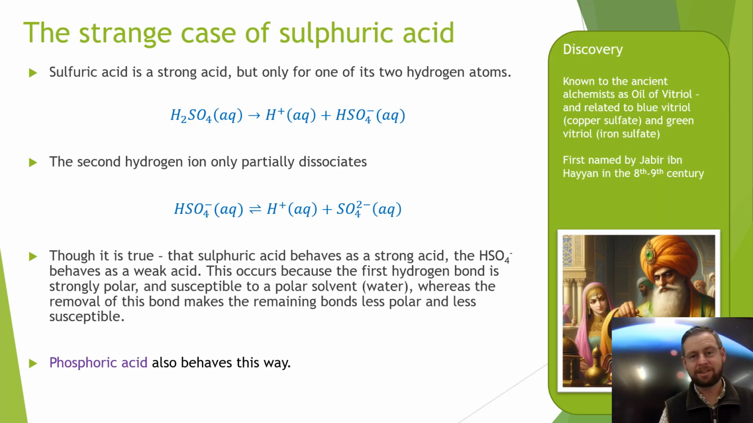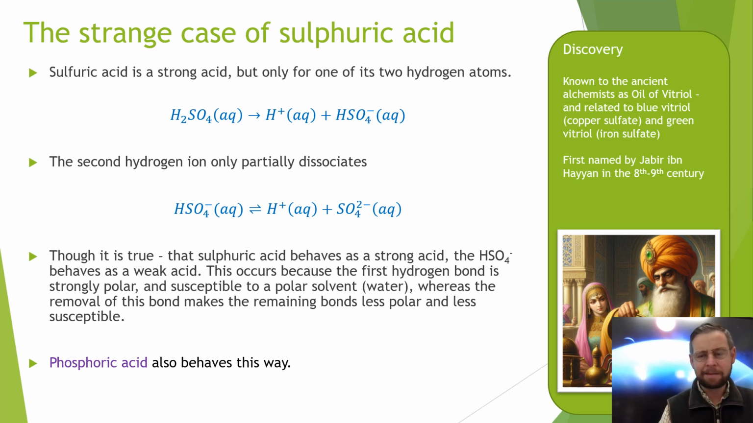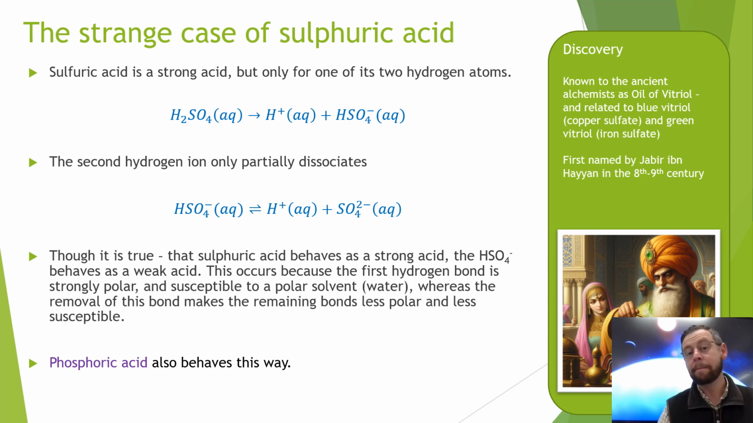Talk about the strange case of sulfuric acid. Sulfuric acid has been known about since the 9th century, and we think it was Jabir ibn Hayyan who was the first person to mention oil of vitriol. Vitriol was the name the alchemists gave to anything that contained the sulfide ion, basically. So blue vitriol was copper sulfate and green vitriol was iron sulfate. And if you heated them up enough, you would probably be able to extract some oil of vitriol, sulfuric acid.